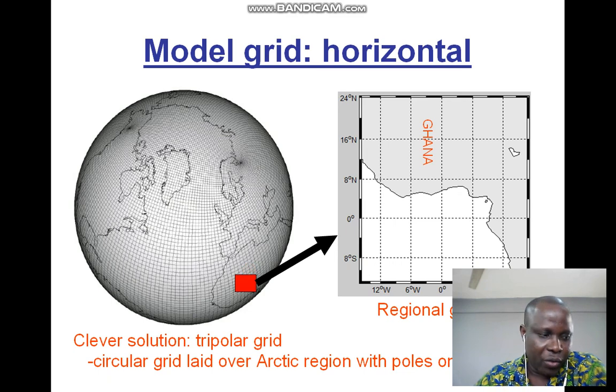One of the clever ways they do that is by using a so-called tripolar grid, where you have three poles. You move the poles to land. You have various complex methods and approaches you can use for global modeling. But if you're not doing global modeling, you can just take a piece of the ocean, like the Gulf of Guinea, and then use a regular grid to get it. Okay.